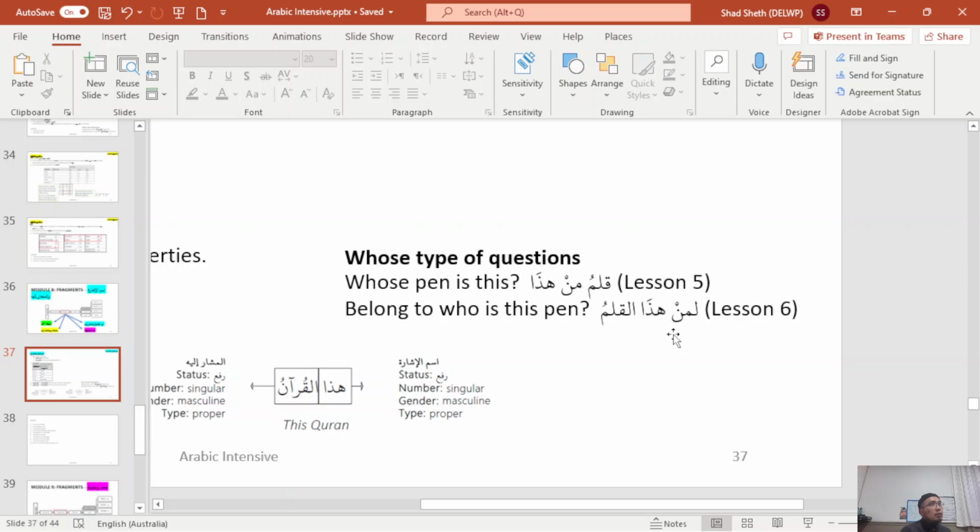Basically, the mudaf ilayh, we learned about the zarf, and we learned about how to ask the whose type of question, and then the feminine. What are the two new feminine types that we learned today? Like which body part, and also which is in pairs. Yeah, because Arabs say so.